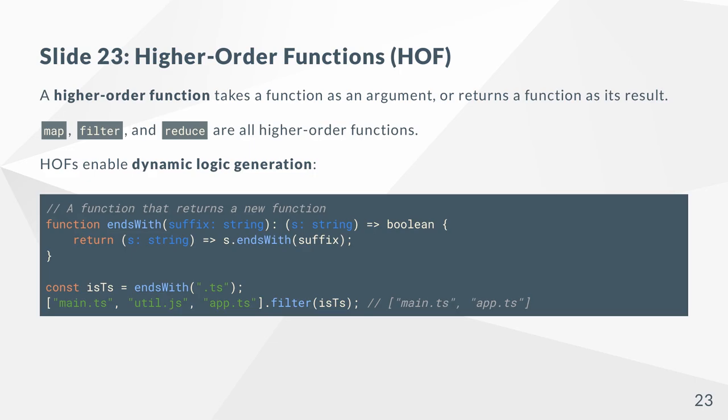A higher order function takes a function as an argument or returns a function as its result. Map, filter, and reduce are all higher order functions. HOFs enable dynamic logic generation. The endsWith function here takes a suffix string and returns a predicate, a new function that tests whether a string ends with that suffix. We create endsWithTS as a specialized predicate, then pass it to filter. This is parameterized behavior. The logic is captured in a value and passed around.